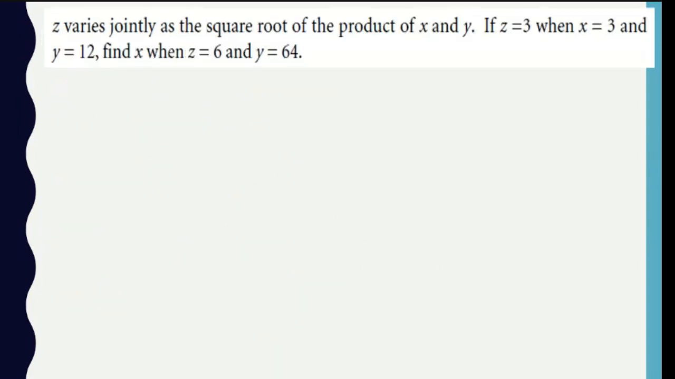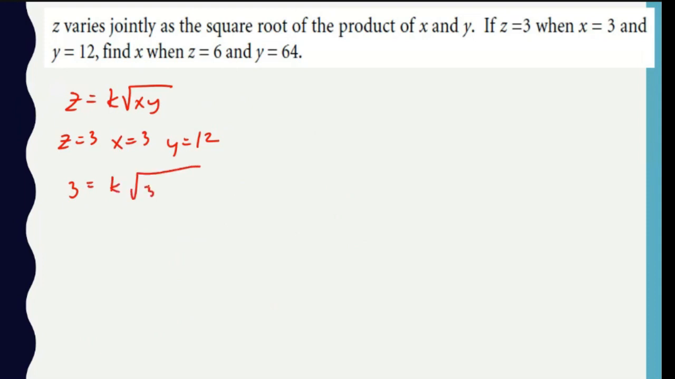Let's move on. z varies jointly as the square root of the product of x and y. If z is 3 when x is 3 and y is 12, find x when z is 6 and y is 64. Okay, again, z is equal to k times the square root of the product of xy. Initially you have z is equal to 3, x is equal to 3, y is equal to 12. I will substitute to our tentative equation. 3 is equal to k times the square root of 3 times 12, and I will solve now for k. Square root of 3 times 12, 3 times 12 is 36. So square root of 36, 3 is equal to k times 6.